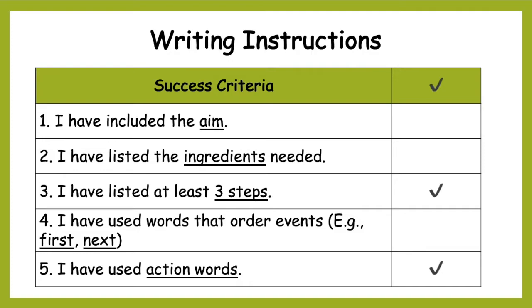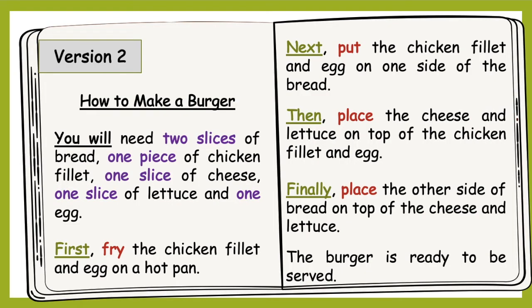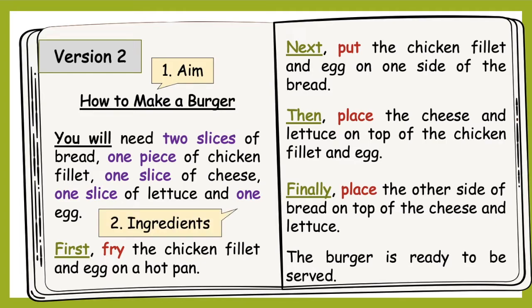Now, let's look at version 2. Version 2. How to make a burger. You will need 2 slices of bread, 1 piece of chicken fillet, 1 slice of cheese, 1 slice of lettuce, and 1 egg. So you will see in version 2 that they remembered to include the aim and the ingredients.